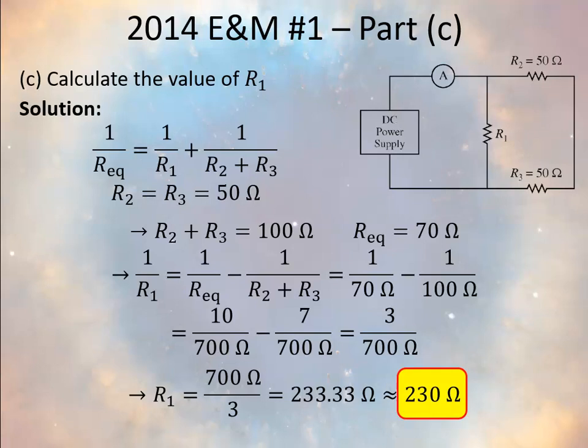How are the points distributed here? There were 2 points for this part. 1 point was for substituting the answer from part B into a correct equation to solve for R1. And 1 point was given for recognizing that R2 and R3 are in series. So that's essentially what was given right here for that second point, and then right here for our first point.